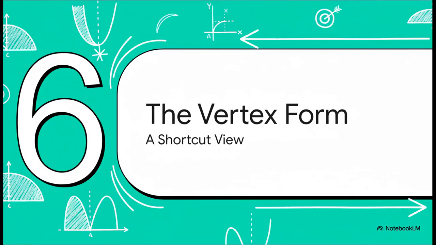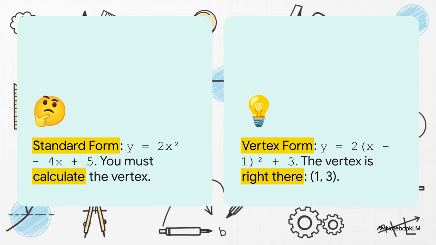All right, before we wrap up, I want to show you one more thing. It's a different way of writing the quadratic equation that makes finding the vertex, well, ridiculously easy. It's kind of a shortcut. Check this out. On the left, we've got the standard form we've been using. We'd have to do our whole negative b over 2a calculation.